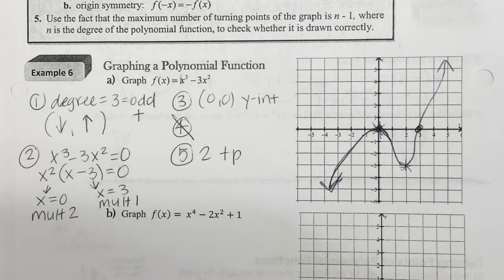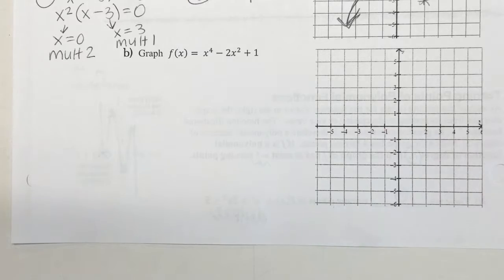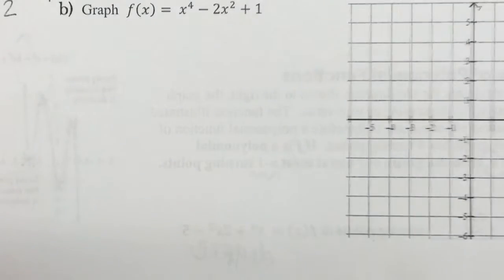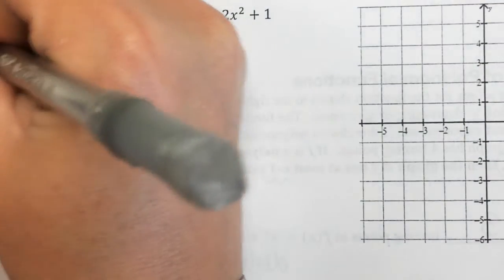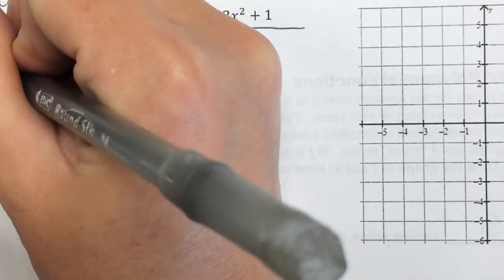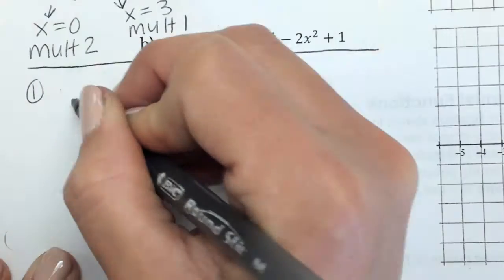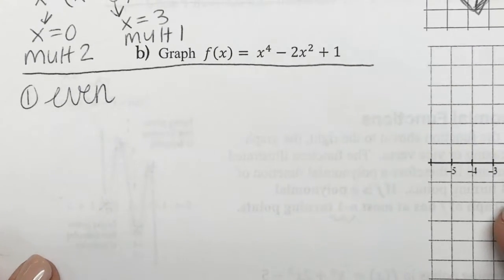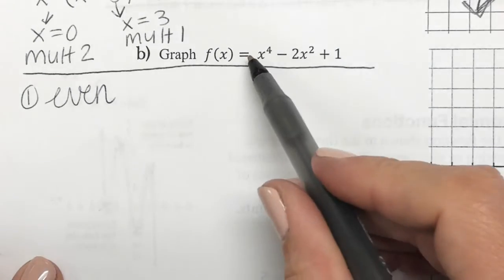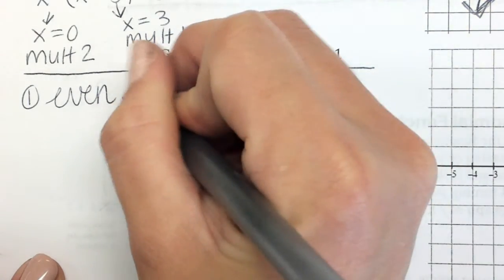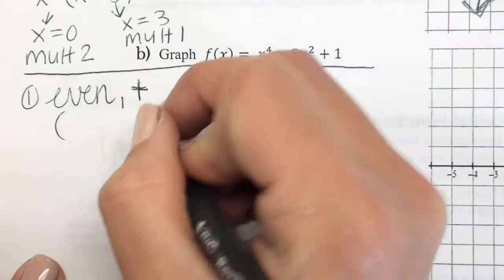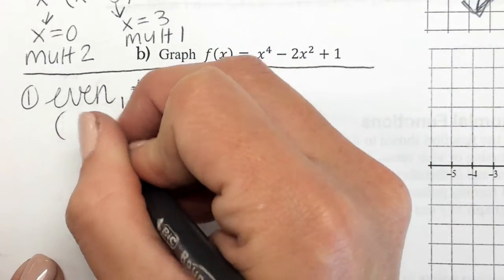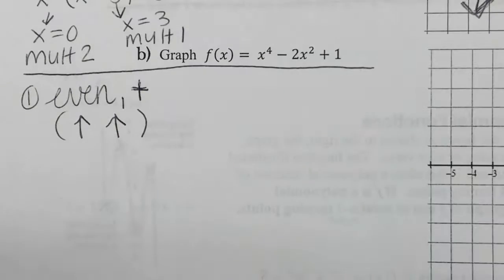Alright, let's try another one together. Next one. Kaya, what's the degree? 4. Okay, so is it even or odd? Alright, Antonio, does it have a positive or negative leading coefficient? Positive 1 right here. So, Camden, what's going to be the end behavior? Up and up. Even has the same end behavior. It's positive, so both are going up.